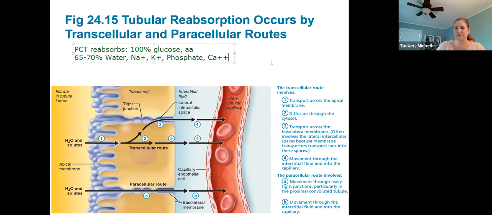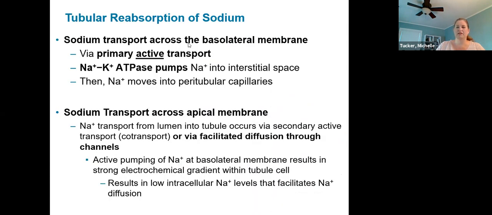So how does it do this? The key player is going to be sodium. Sodium transport is predominantly through active transport. In certain areas, there's going to be some diffusion, but we will talk about that with the loop of Henle next lecture. Right now, we're in the proximal convoluted tubule, but this will be applicable to other sections as well. But let's start at the beginning.